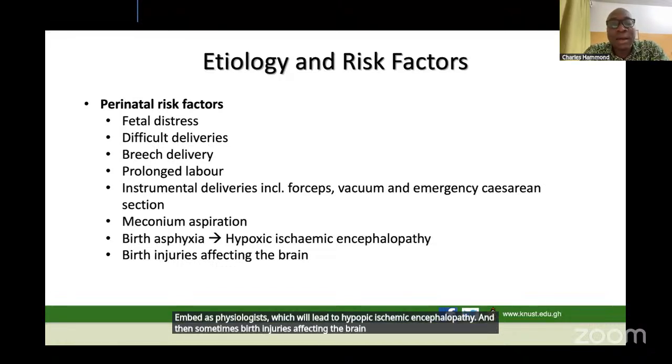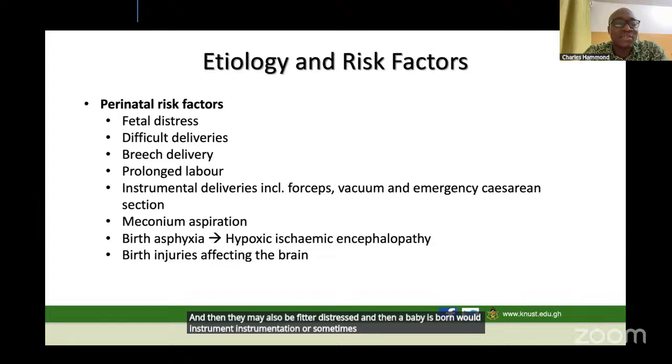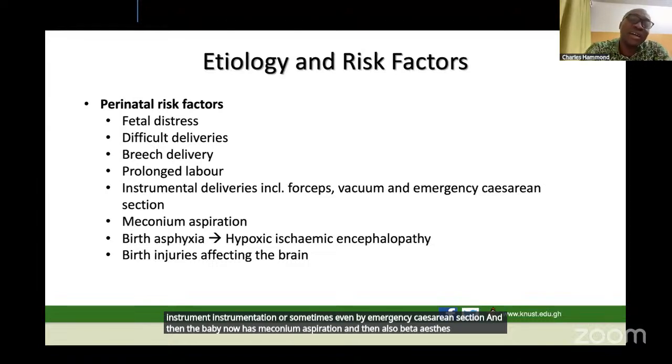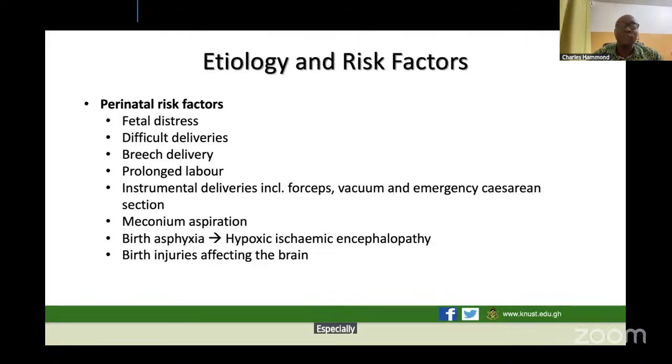And we see that most babies who suffer severe forms of cerebral palsy have multiple risk factors. So there may be prolonged labor, and then there may also be fetal distress, and then the baby is born with instrumentation, or sometimes even by emergency cesarean section. And then the baby now has meconium aspiration and then also birth asphyxia, and may suffer some birth injuries as well. So these risk factors tend to be multiple, especially in patients who have severe forms of cerebral palsy.